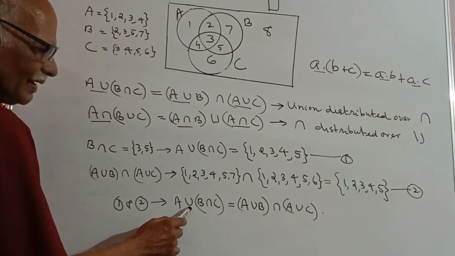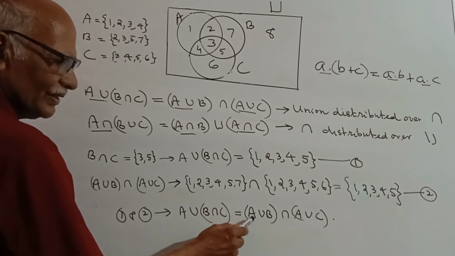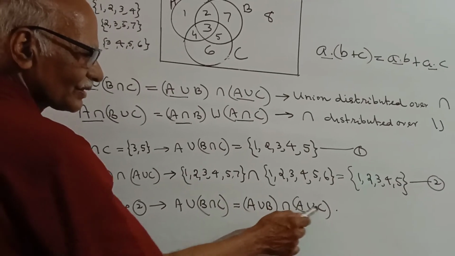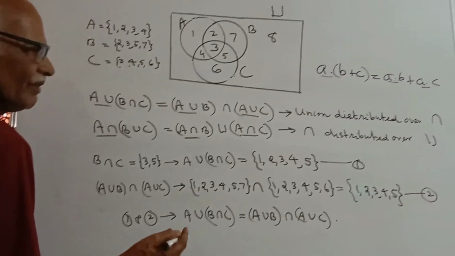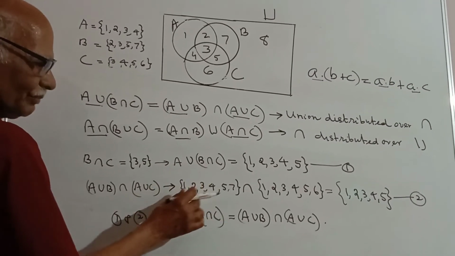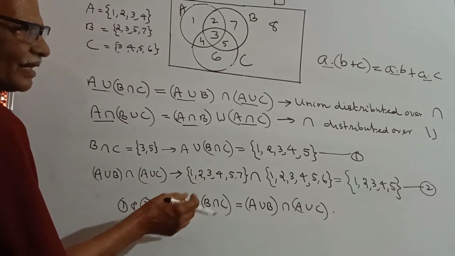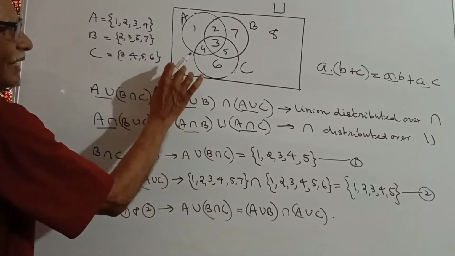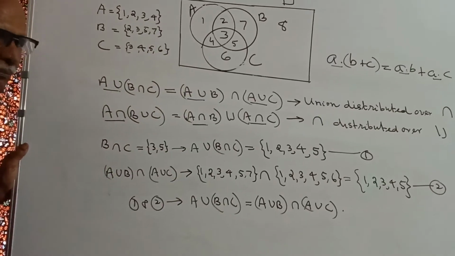So we see A union (B intersection C) is (A union B) intersection (A union C). Now we need only apply simple results. We apply A intersection B, A union B, etc., and get the result. So this diagram shows the answer.